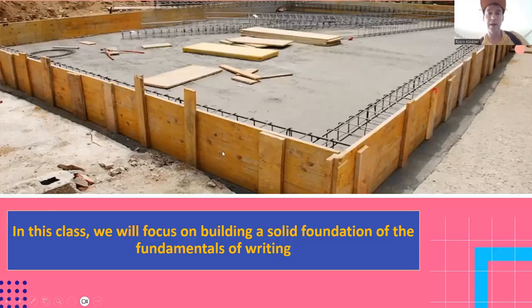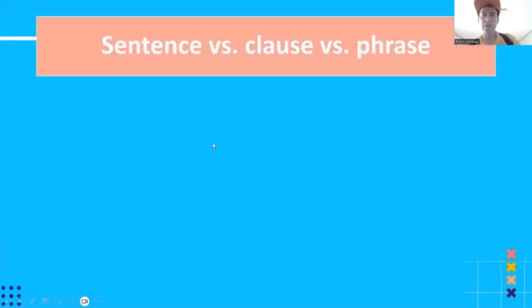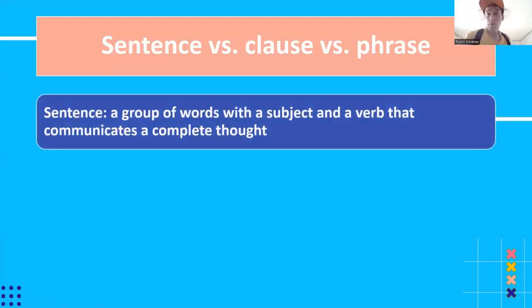So let's start focusing on the fundamentals, the basic building blocks of writing, of language. So let's focus on the difference between a sentence, a clause, and a phrase. What is a sentence? A sentence is a group of words with a subject and a verb, and it communicates a complete thought, a complete idea. We use sentences thousands and thousands of times every day.